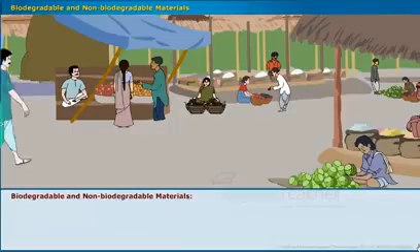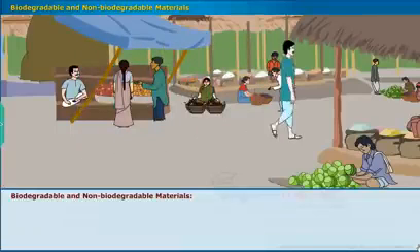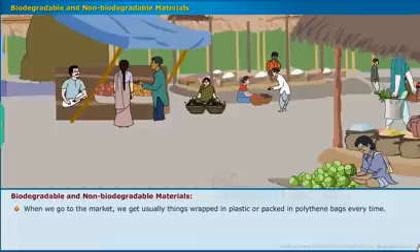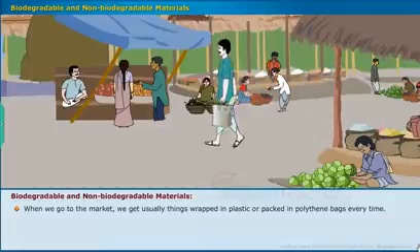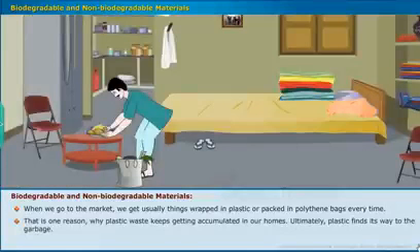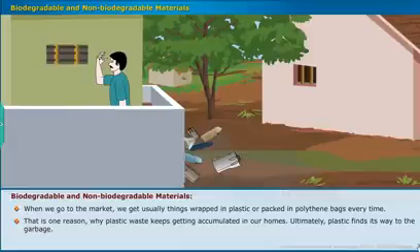Let us study the biodegradable and non-biodegradable materials. When we go to the market, we usually get things wrapped in plastic or packed in polythene bags every time. That is one reason why plastic waste keeps getting accumulated in our homes. Ultimately, plastic finds its way to the garbage.